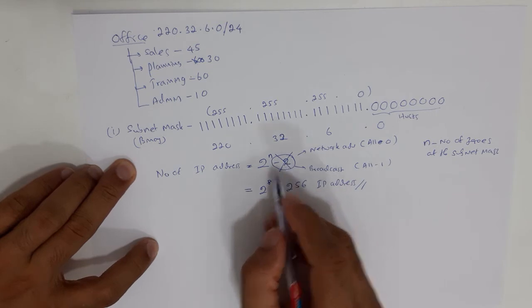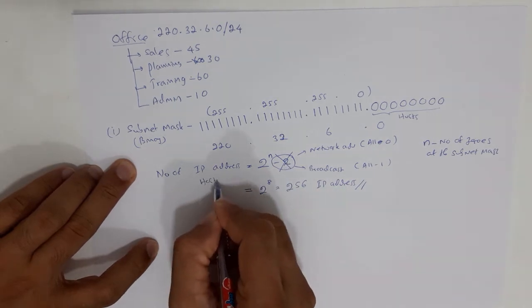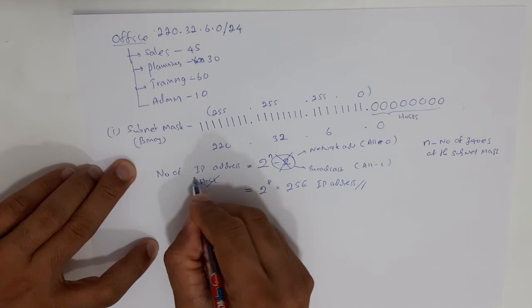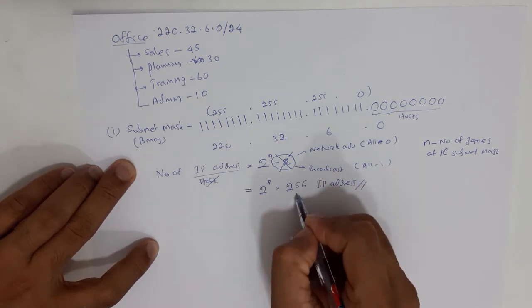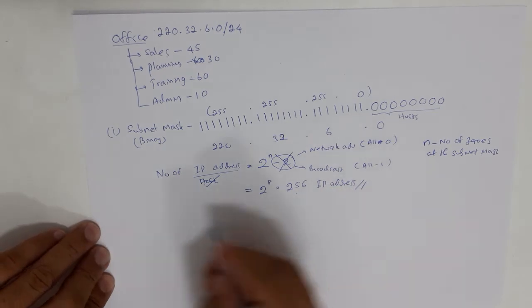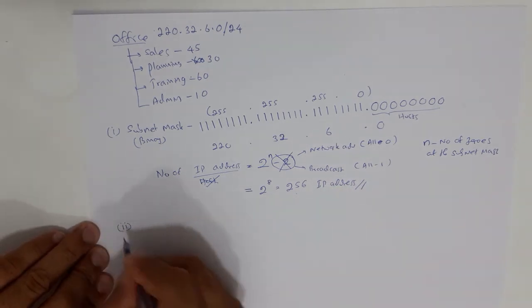Why? They don't ask the number of hosts. They don't ask how many hosts are possible. They ask the number of IP addresses. Therefore, it should be 2 to the power 8, 256. That's the answer. Right. Then the second part is the difficult section.